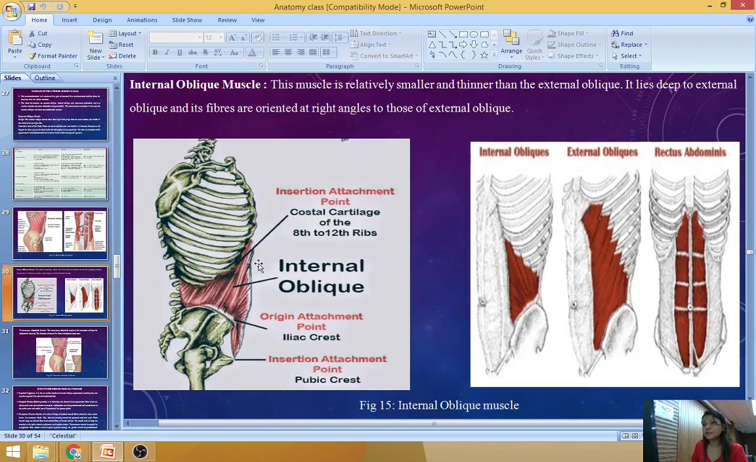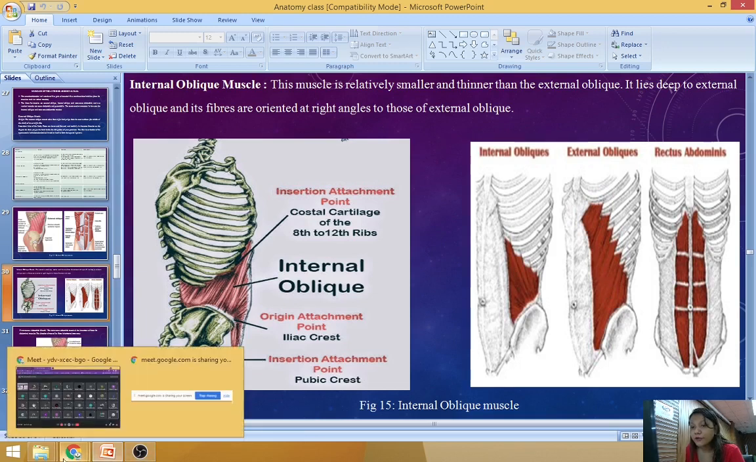So here you can see this is the origin, the iliac crest, and for insertion, the third and fourth ribs, you can go there. So this is the origin, this is the insertion, and the nerve supply is the same, T7 to T12 but also L1, and the direction of the internal oblique aponeurosis is at right angles to the external oblique aponeurosis. So kindly respond to me, what is the direction of the external oblique aponeurosis?